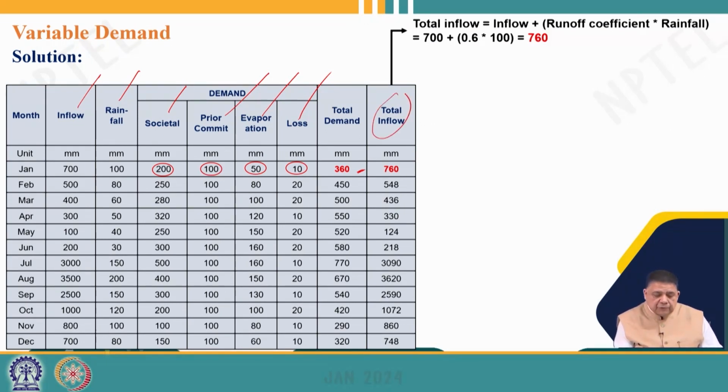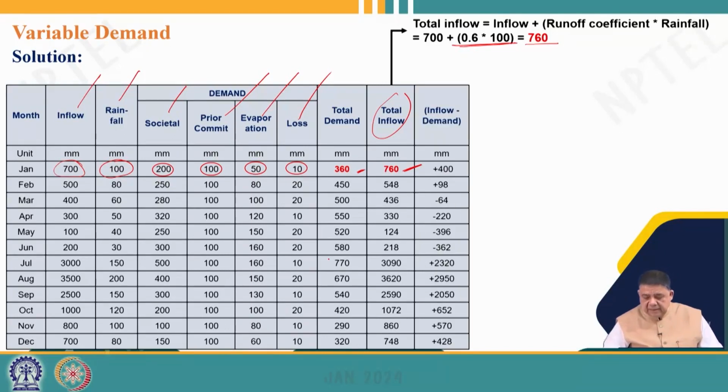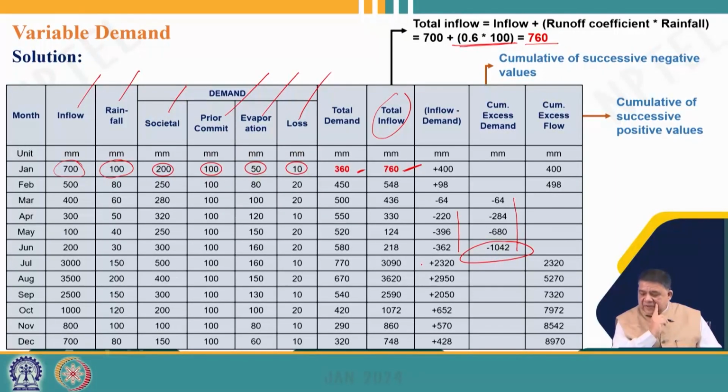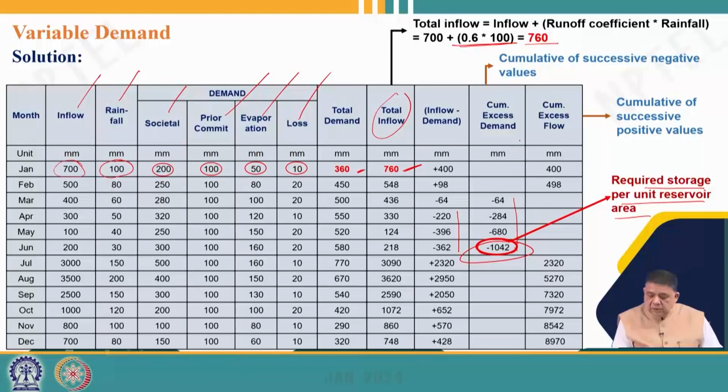And we also know the total inflow, that is of course the inflow which is coming, plus the runoff which is 60% of the rainfall, because our runoff coefficient is 0.6. That is why 760 is the inflow during the month. So, for each month we know the supply and demand, and like previously we find the deficiency, and wherever we get continuous deficiency, the sum of that will tell us the storage required.